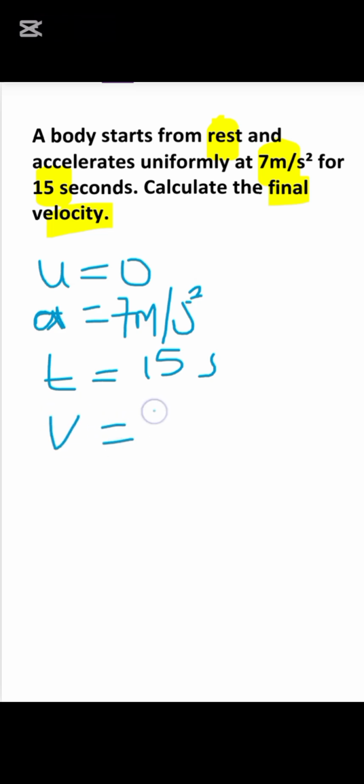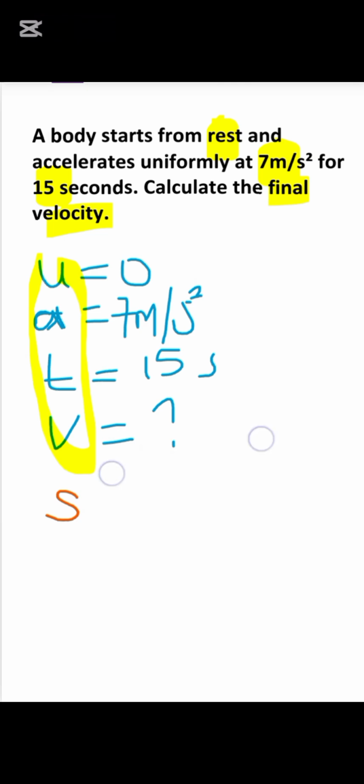Yes, v is unknown. So if you look at these parameters listed here, you find out that we have u, a, t, and v mentioned. Out of the 5 letters we have, the one that was not mentioned is s. So we're going to go back to the equations of motion and find the equation that does not have s. That is the appropriate equation for this particular question.